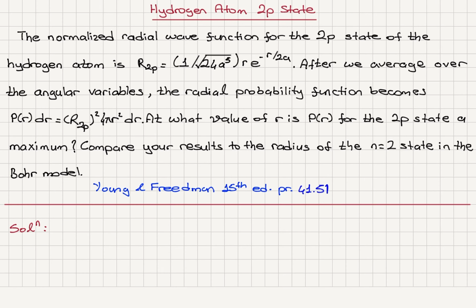Hydrogen atom 2p state. The normalized radial wave function for the 2p state of the hydrogen atom is R_2p equals 1 over square root of 24 a to the fifth power, times r e to the minus r over 2a. After we average over the angular variables, the radial probability function becomes P(r) dr equals R_2p squared times 4 pi r squared dr. At what value of r is P(r), the probability density for the 2p state, a maximum? Compare your results to the radius of the n equals 2 state in the Bohr model.